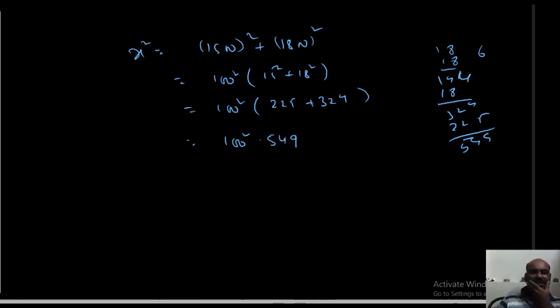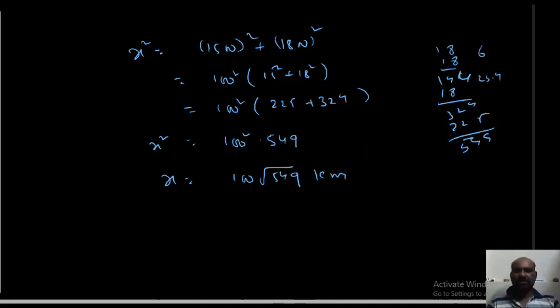Is 549 a perfect square or not? Okay, 25 means 625, 24 means 576. I don't want to disturb that, I just want to write x equal to 100 into root 549 kilometers. All right, okay students, more generally 549 means 9 times 61 only. So I can say that x equal to 300 into root 61 kilometers.